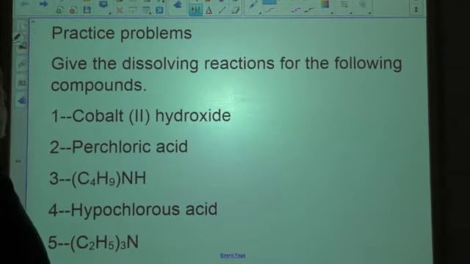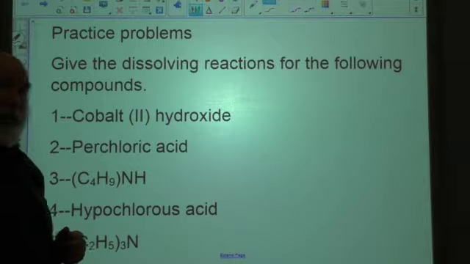So you already give the dissolving reactions for these 5 compounds. I gave you names for 3. I gave you formulas for the other 2. Have fun.